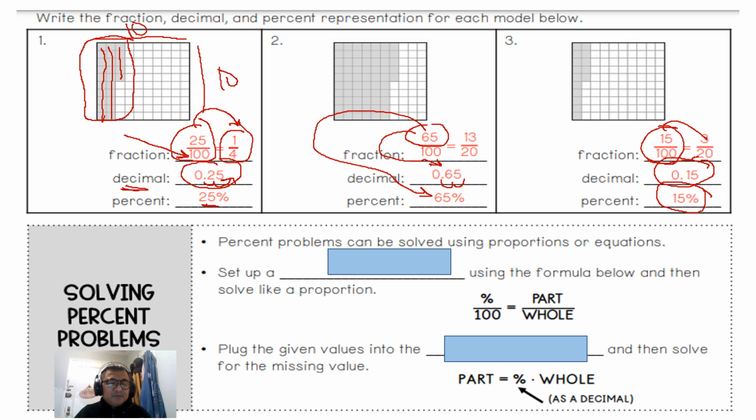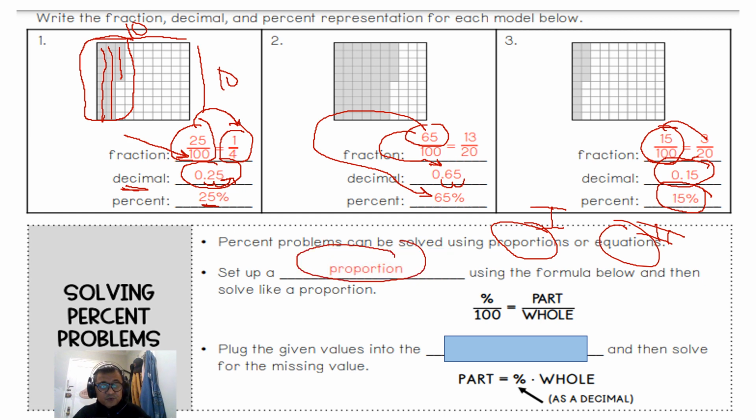Okay, remember, percent problems can be solved using proportions or equations, method 1 or method 2. We will show both of those. So first, you set up a proportion using the formula below and then plug in the numbers. This you need to memorize. Put a box on this. Percent over 100 equals part over whole. Memorize that. Percent over 100 equals part over whole.